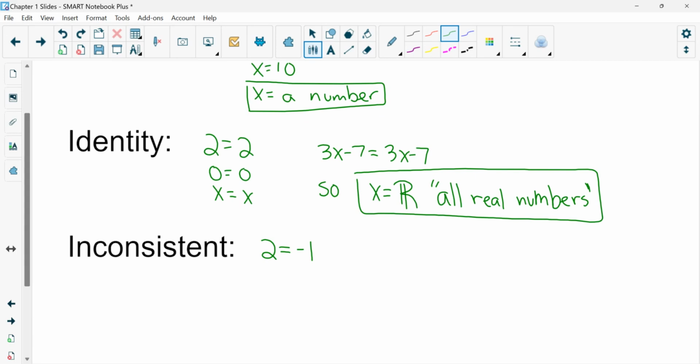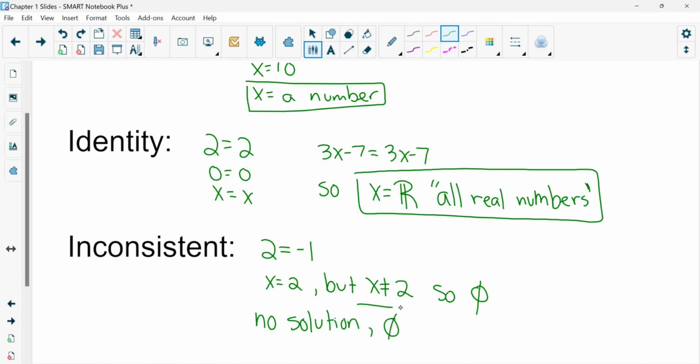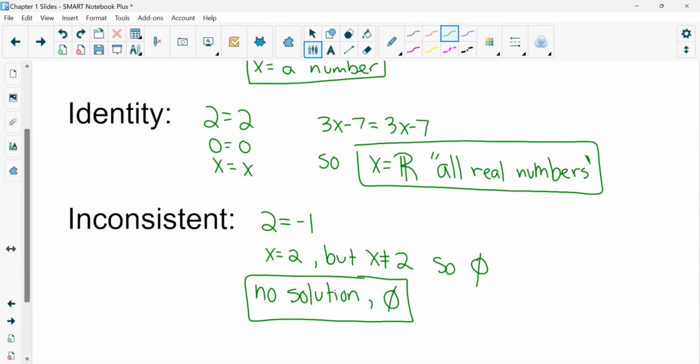Also, things that we've been thinking about yesterday in our homework, we had a couple of these. So we got like an answer of x equals 2, but because of the restriction, x can't equal 2. So therefore, there was no solution, or the null set. Okay, so inconsistent is no solution or the null set. Remember, null set just means empty, nothing there.